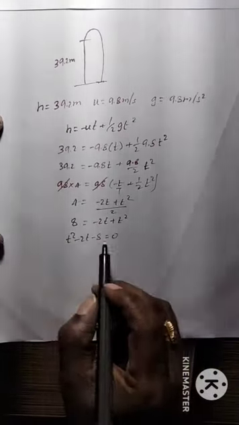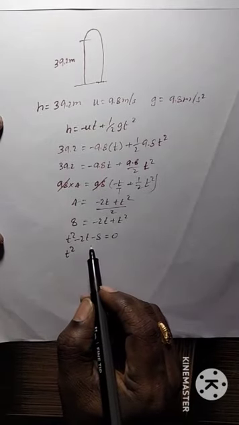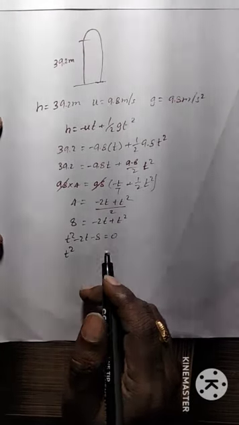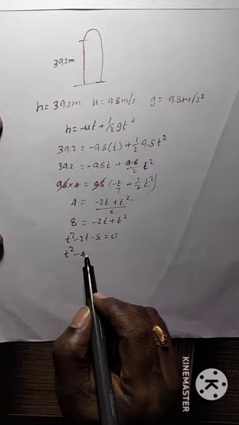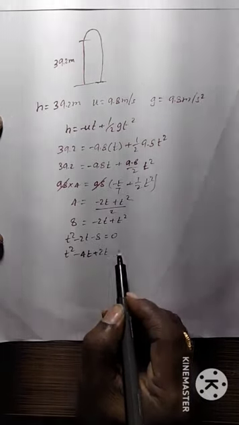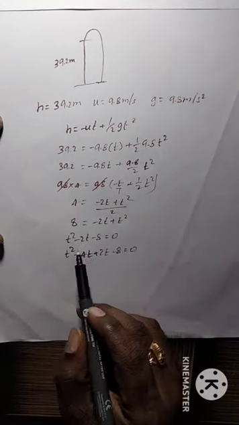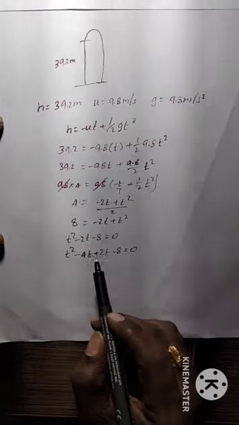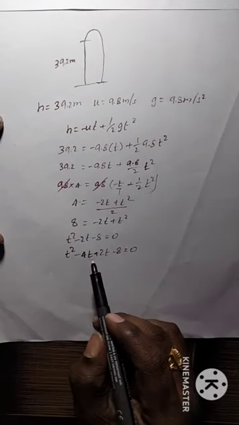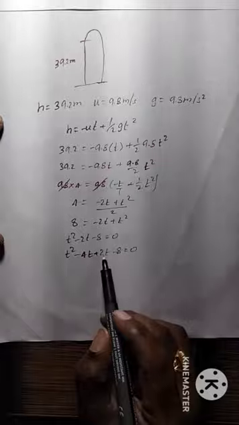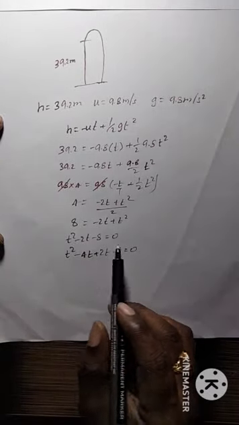So t square minus 2t minus 8 equal to 0, a quadratic equation in one variable. We split minus 2t as minus 4t plus 2t, and if you multiply minus 4t into plus 2t, you will get minus 8t square.